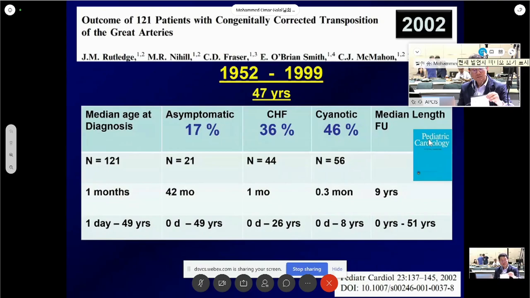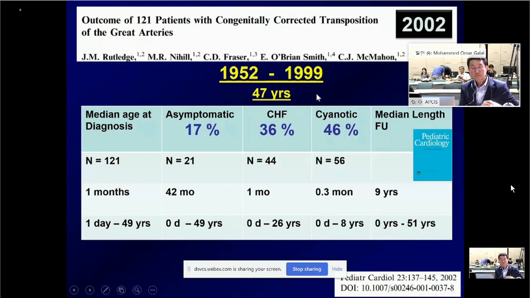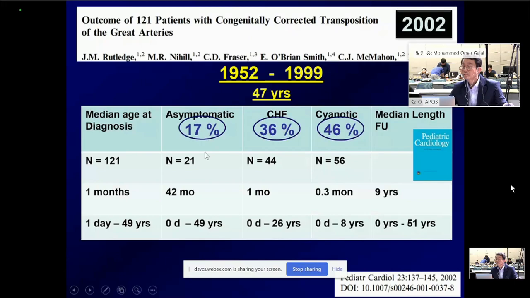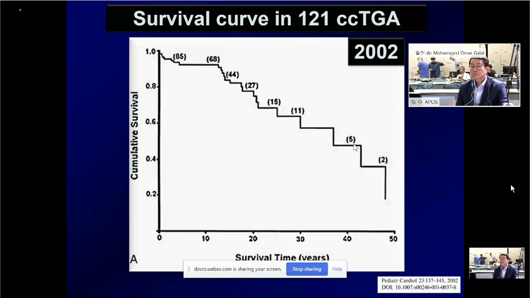The outcome of 121 patients with congenitally corrected transposition collected over 47 years showed how rare it is that about 20% will be asymptomatic, while the rest have either congestive heart failure or cyanosis. Here is the survival curve in these patients. So you see, reaching the fifth decade is rare.